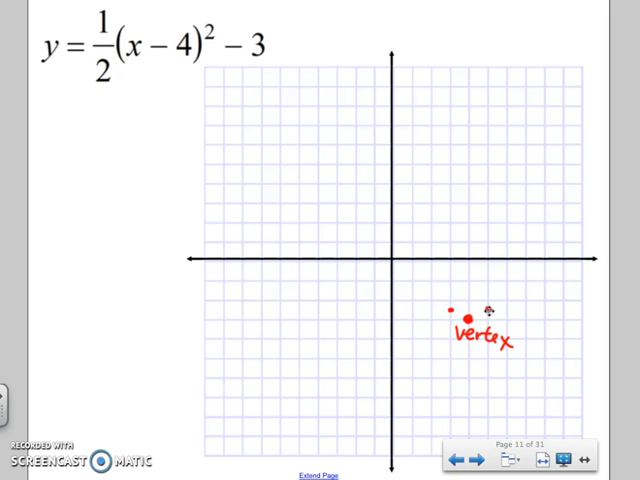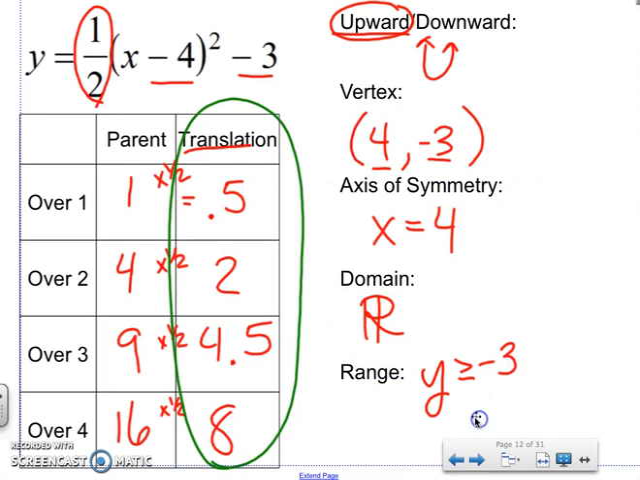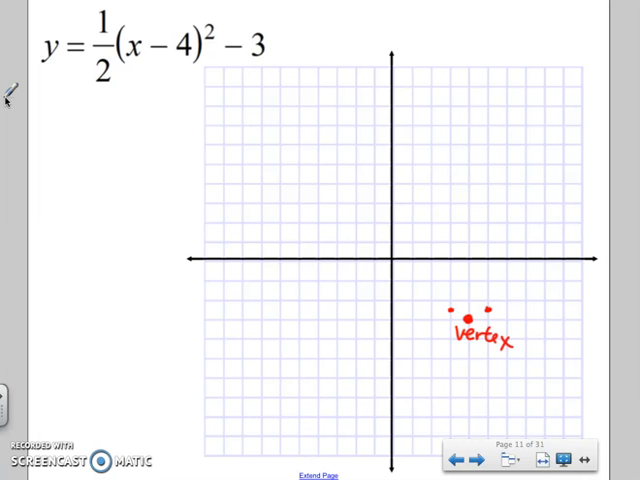So I went over 1, up 1/2. And now I'm going to go over 2, up 2. So over 2, up 2. Left 2 and up 2. And then I believe it was over 3 and then up 4.5. So over 3, up 1, 2, 3, 4.5. And then go over 3, 1, 2, 3, up 1, 2, 3, 4, and a little half.